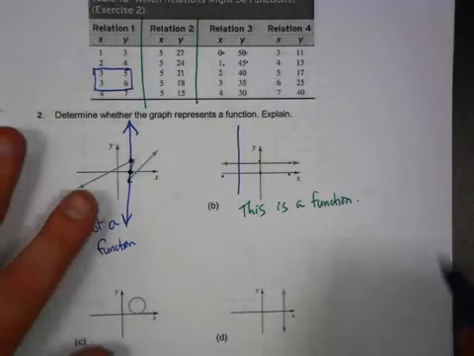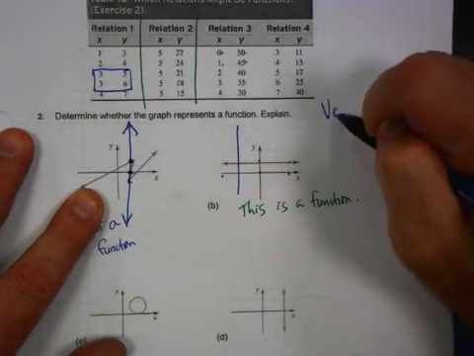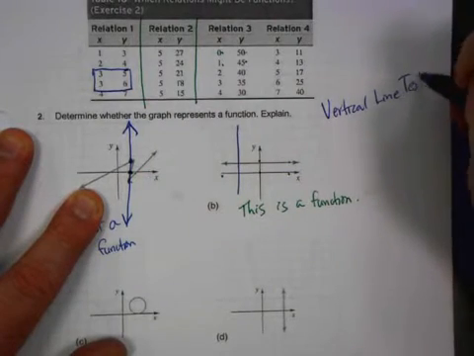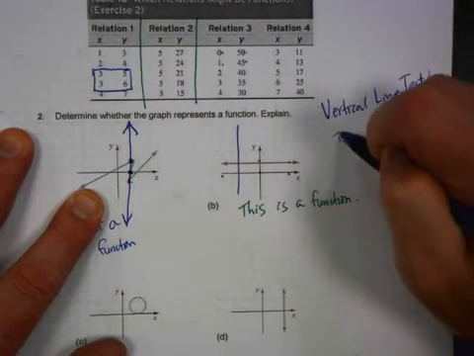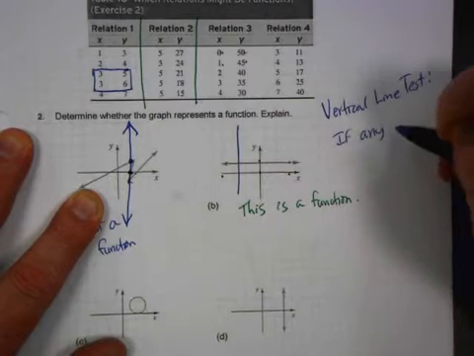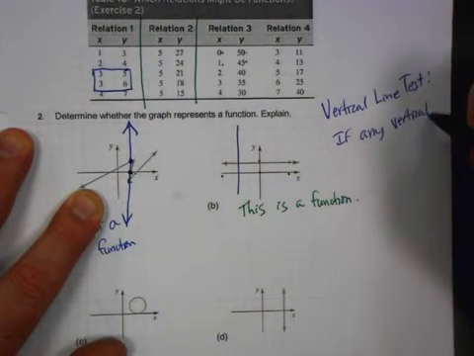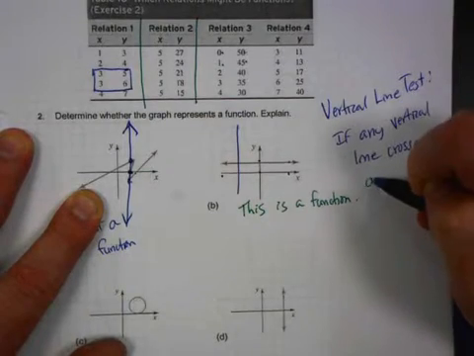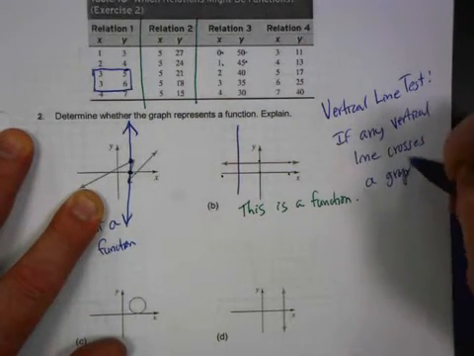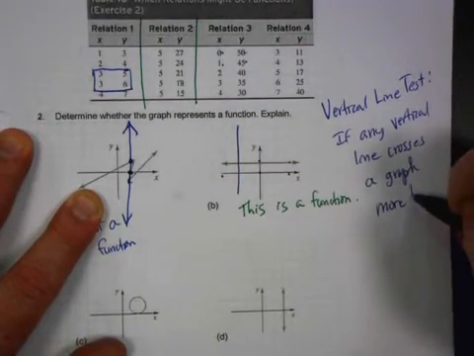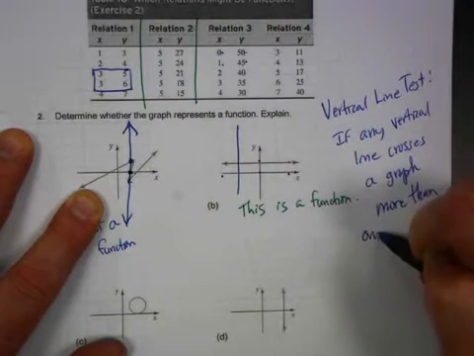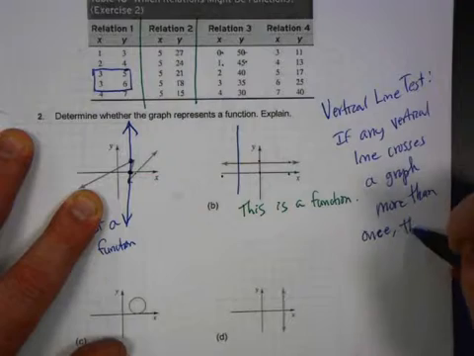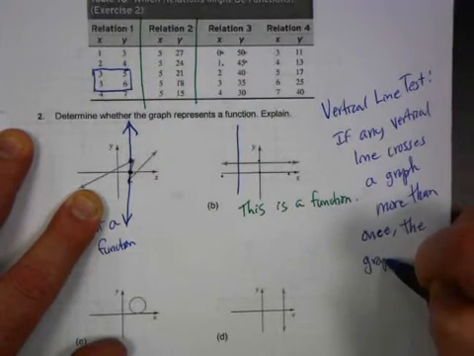All right, so that's called the vertical line test. If any vertical line crosses a graph more than once, the graph is not a function.